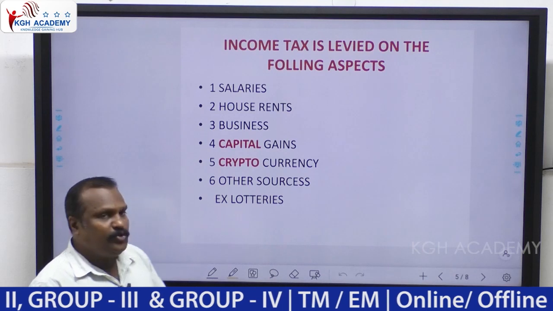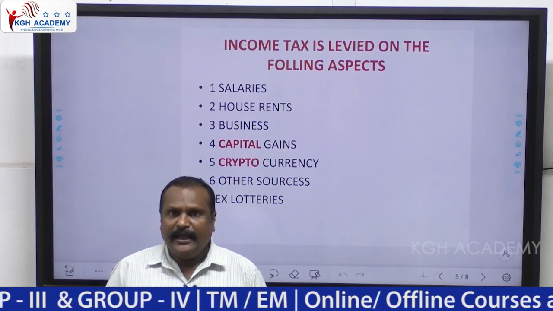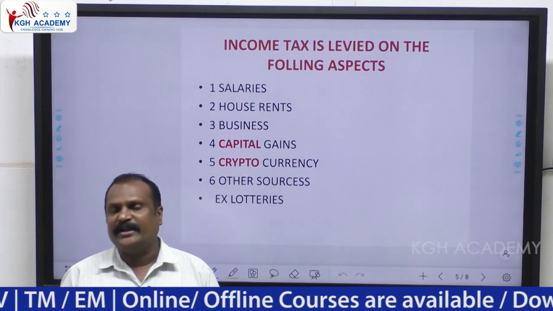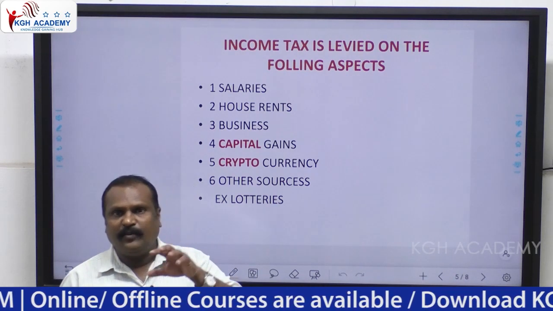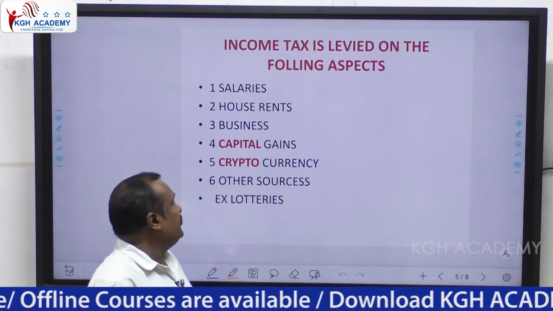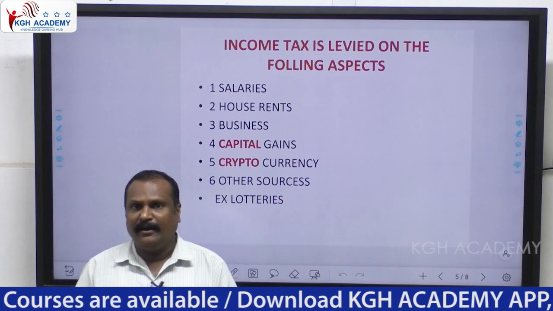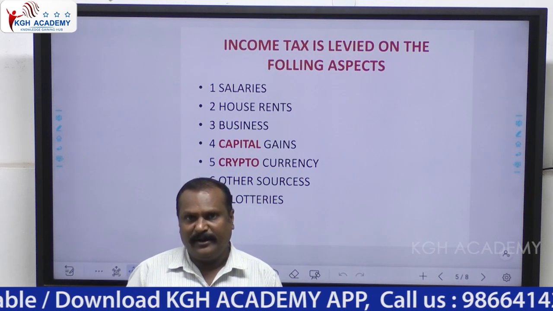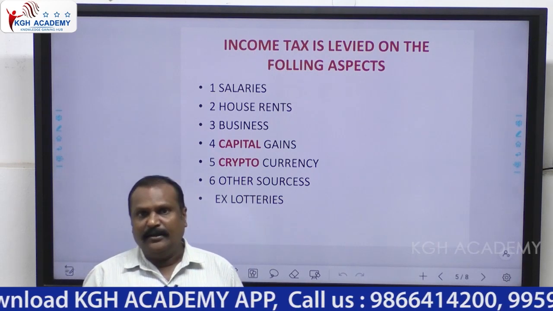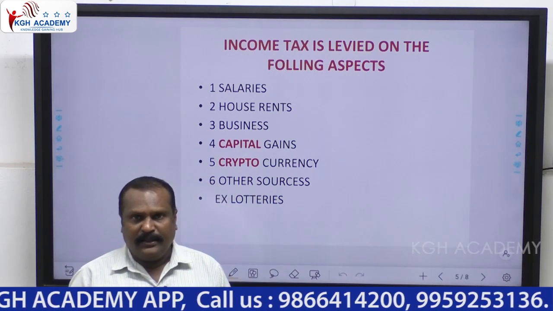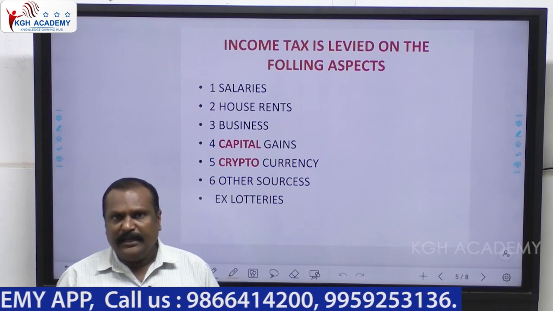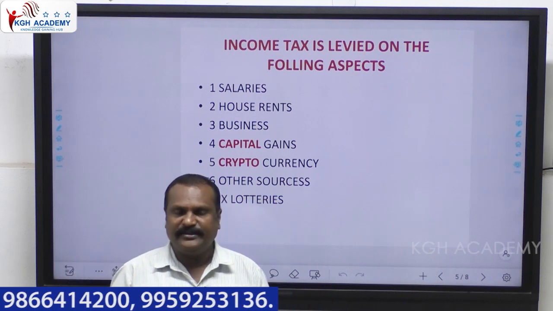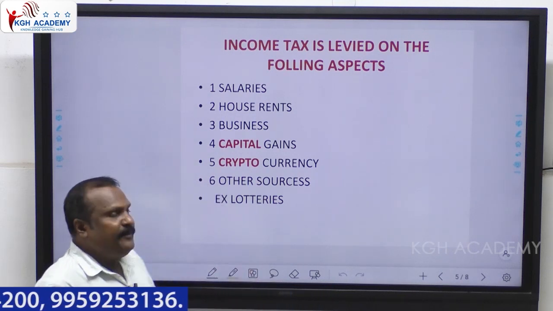And the second one is house rents, income from house rents. Any house owner who gets income of more than 3 lakhs annually has to pay income tax to the government. So, house rents are also a part of income tax. And the third one is business. Any kind of businessman, when he gets income of more than 3 lakhs, has to pay income tax to the government. Maybe any kind of merchant, suppose a gold shop owner or supermarket owner, any shop owner, when he gets income of more than 3 lakhs, then only has to pay the tax to the central government. Then come to the capital gains.